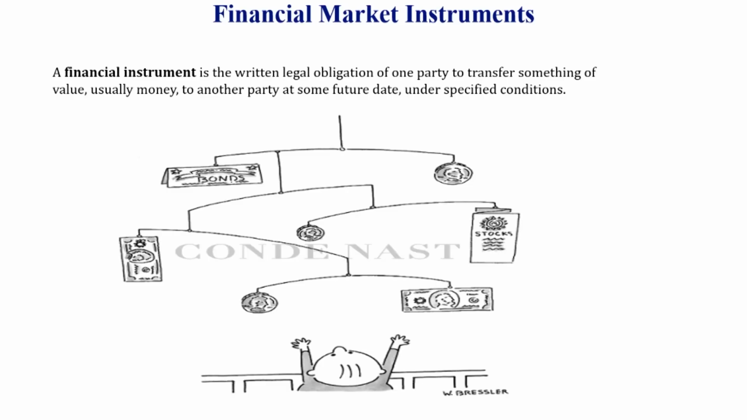First, I'm showing you a financial market instrument just to give you an idea. I have given a formal definition here. A financial instrument is the written legal obligation of one party to transfer something of value, usually money, to another party at some future date under specified conditions. You can see here in the picture it has written bonds, equity, stocks, etc. It's already mentioned here. So let us go through it one by one.